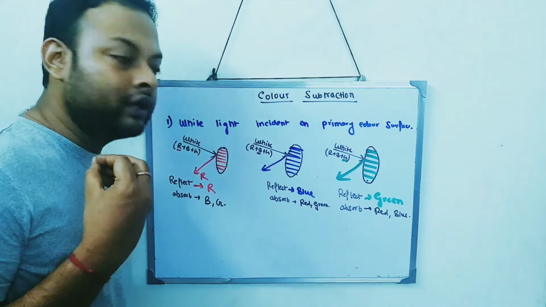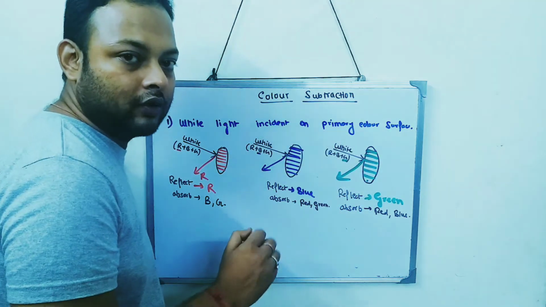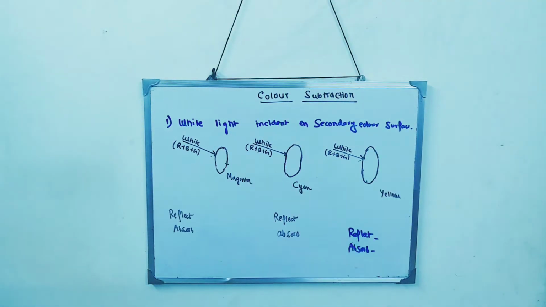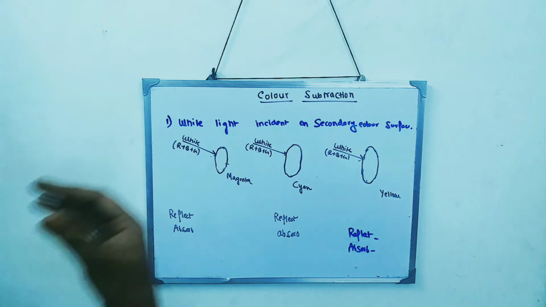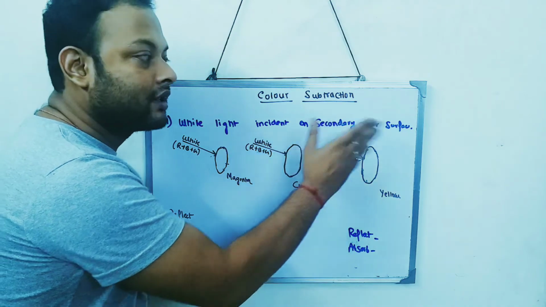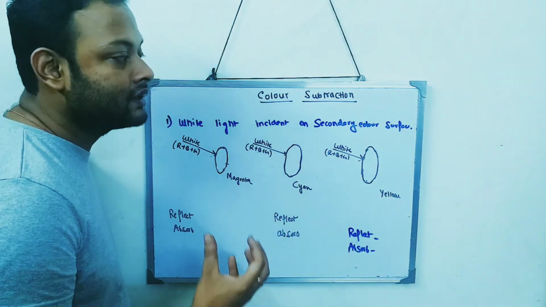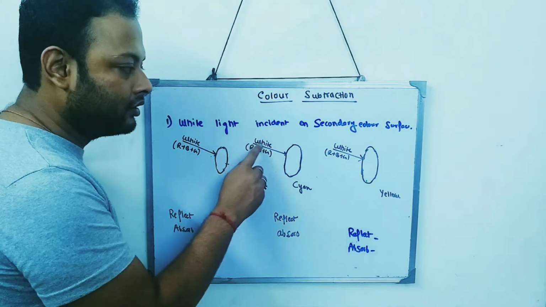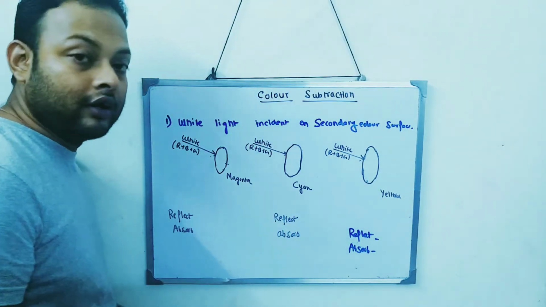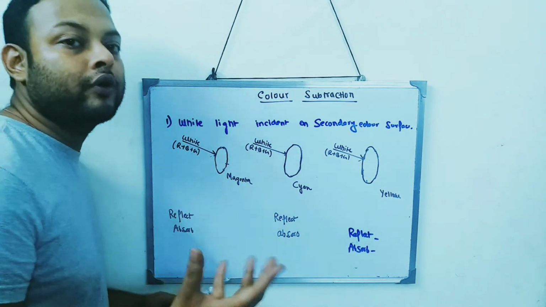Now we'll see the same thing, but the white light will be incident on a secondary color surface. Then what will happen? The white light is getting incident on a secondary color surface. Secondary means what? Magenta, cyan and yellow. These are my secondary colors. Now the white light is coming and getting incident on a secondary color surface. What will happen? As I told you, the surface will reflect that color or the components of that color.